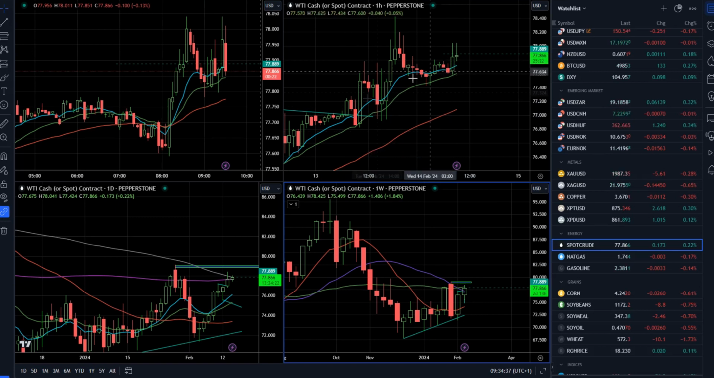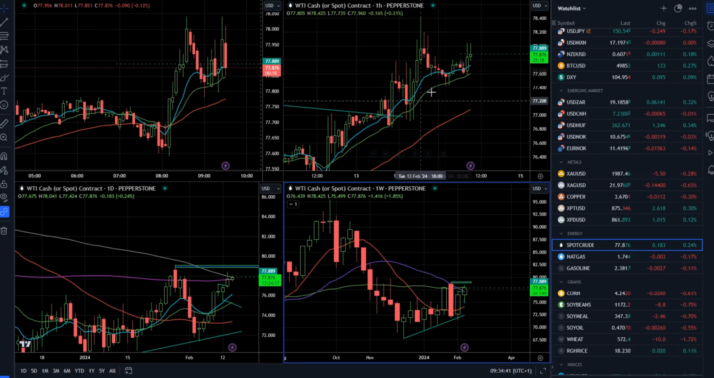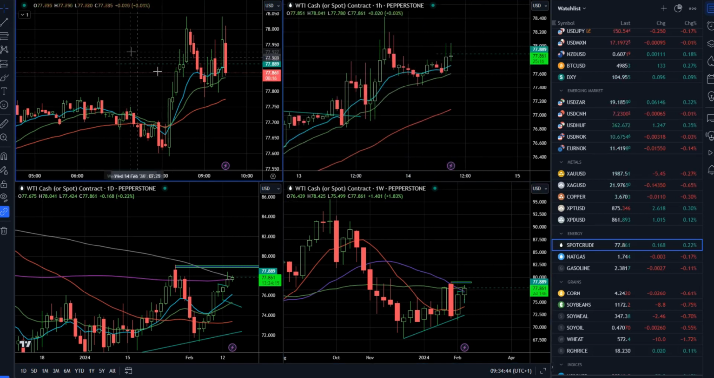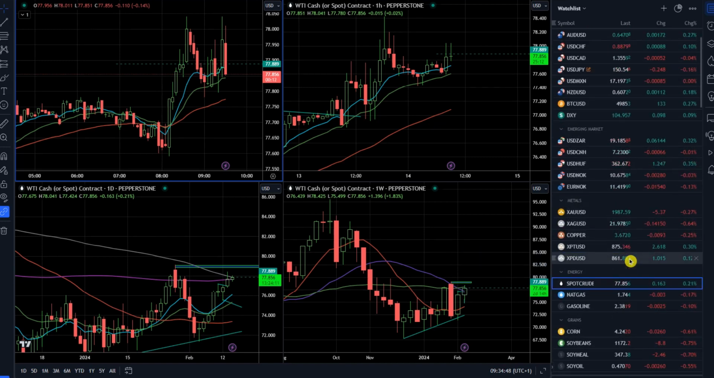Hourly is also holding a rising 20 exponential pretty well and building higher lows. So buyers are definitely in control short-term on the crude oil.